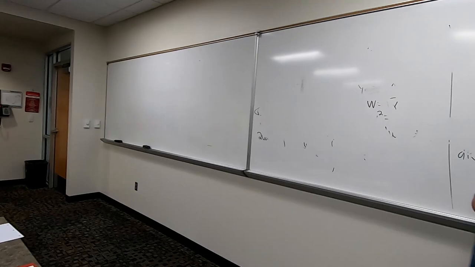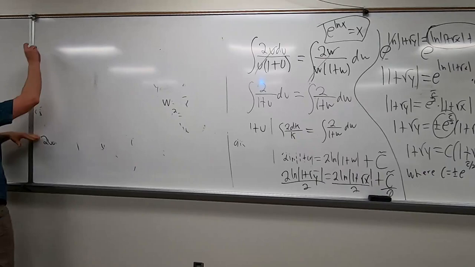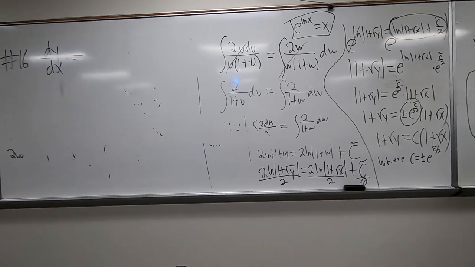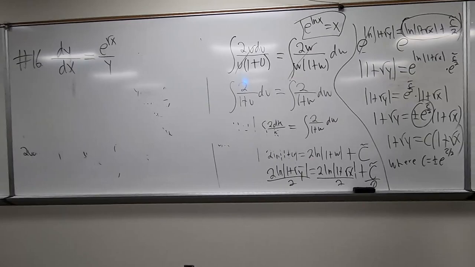I won't see you. I was thinking, I guess number 16 is a good one. Let's try it. 16. There's a video for all of these, but let me just show you how to do it. It's worth it. dy/dx equals e to the square root of x over y. And this is an initial value problem, so they give us an initial condition: y of 1 is equal to 2. So this is a nicer problem.